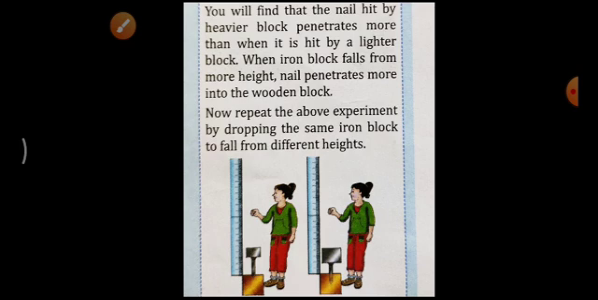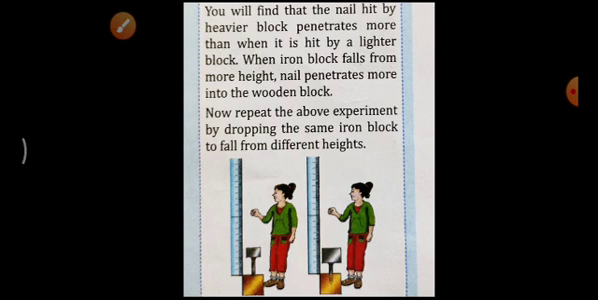Okay? And when the iron block falls from more height, the nail penetrates more into the wooden block also. That means previously we left the iron block from 1 meter. In a second experiment, if we take it up to 2 meters or 3 meters or 4 meters, in that case what will we observe? Yes, the iron nail penetrates more into the wooden block.